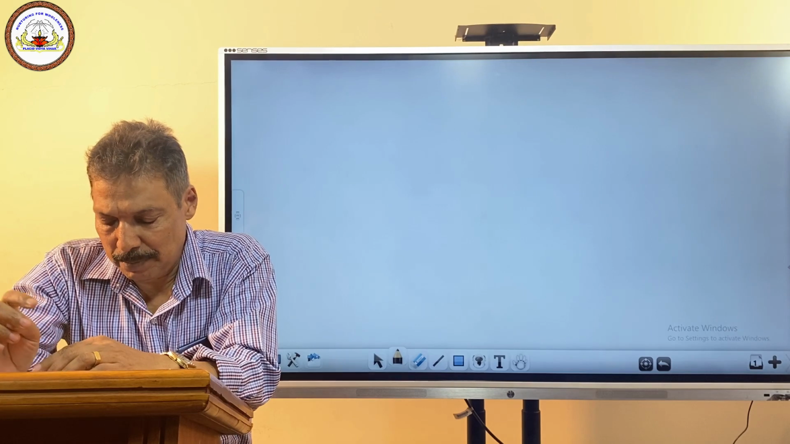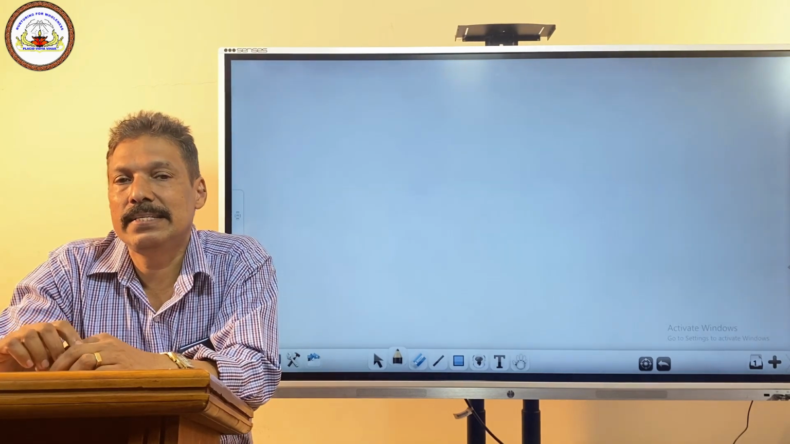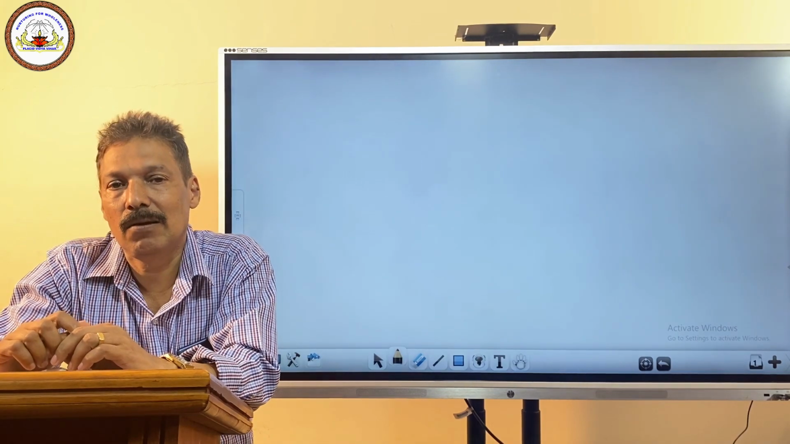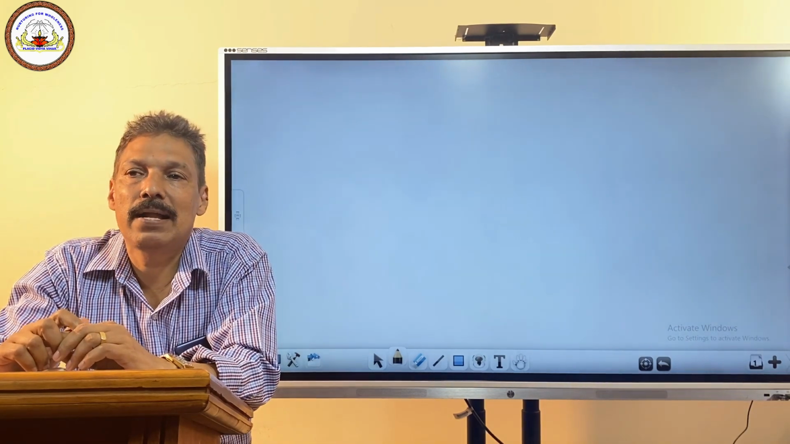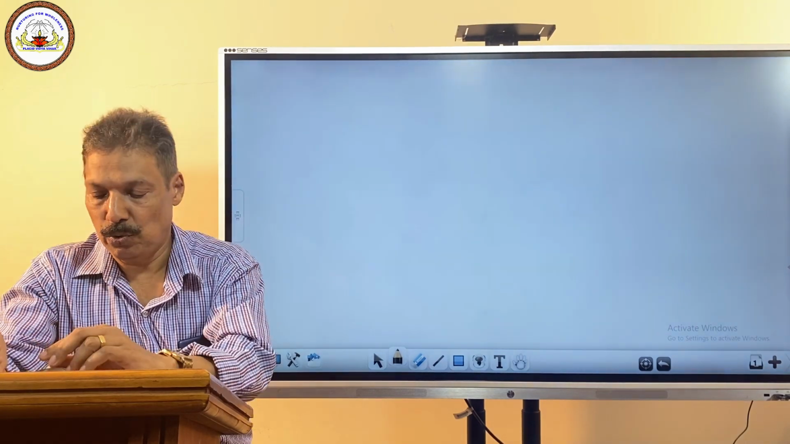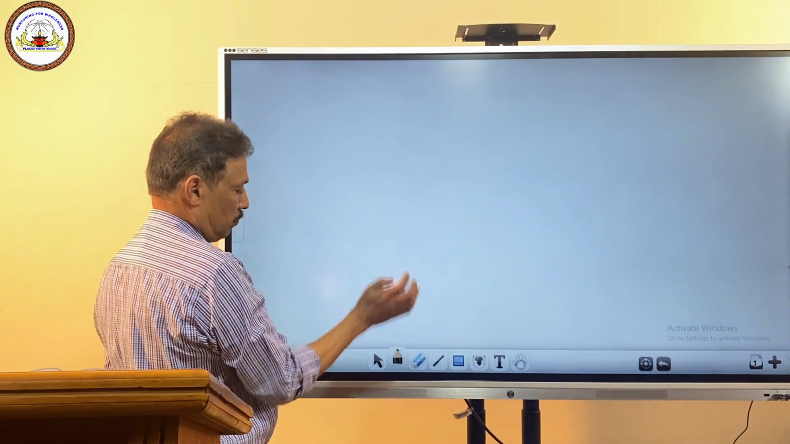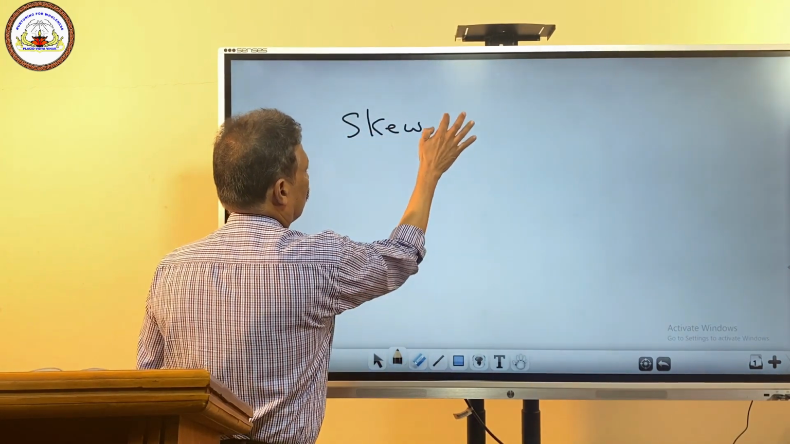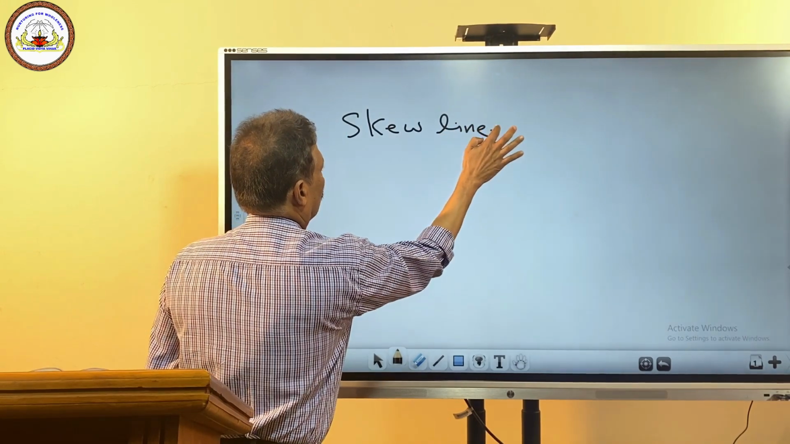And sometimes the given lines lie in different planes. They are non-parallel and non-intersecting. Such lines are known as skew lines.